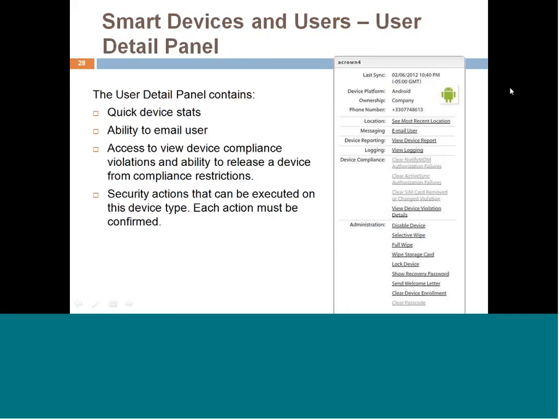And then the panel on the right-hand side, what we call the user detail panel. You've got quick device stats. You can email the user. You can look at the compliance information. You can also do a set of administrative functions. You'll notice some are dark, some are lighter gray. It depends on the device. So this is an Android device, so you can't do the things that are grayed out, whereas if it were an iOS device, those would be highlighted and you could do them.